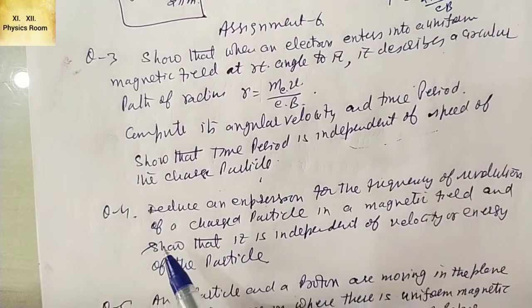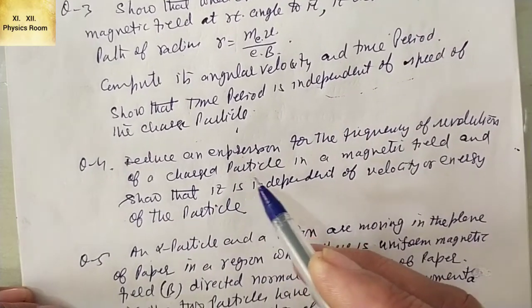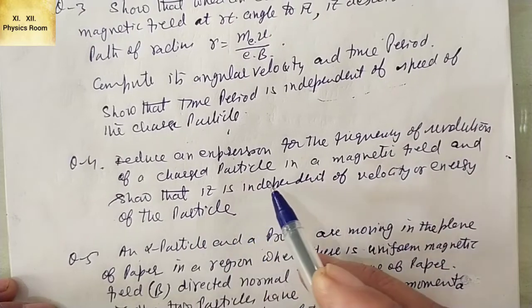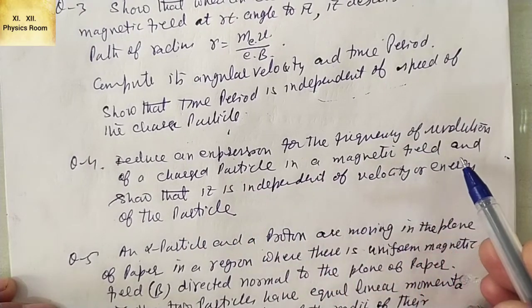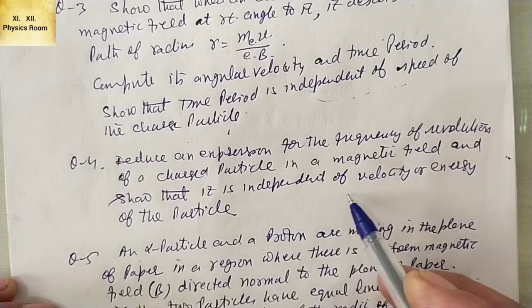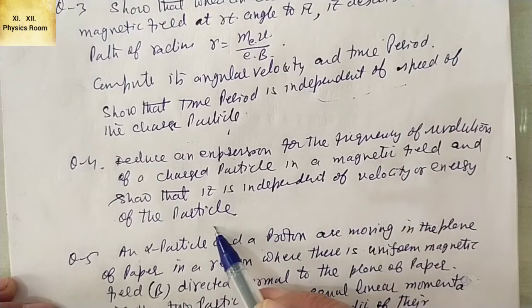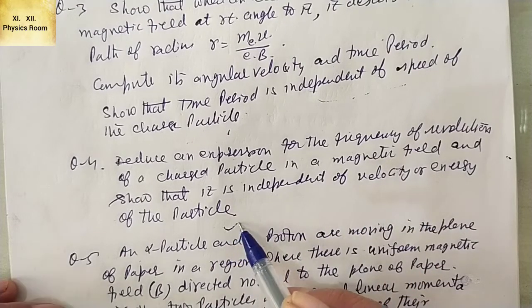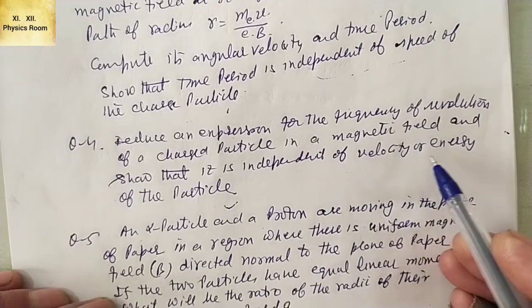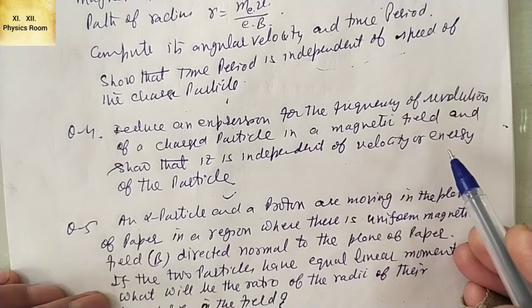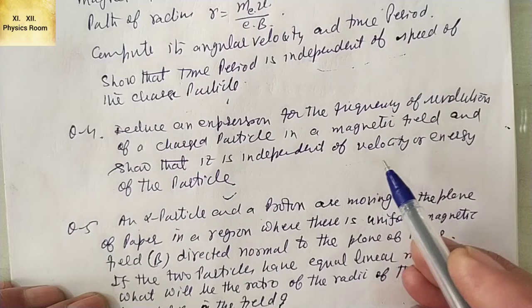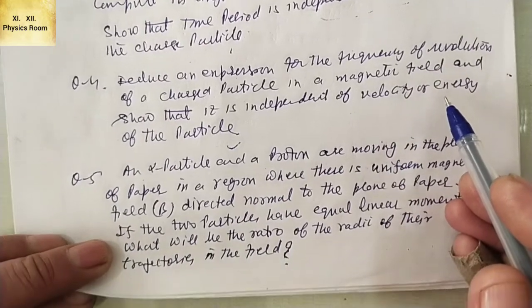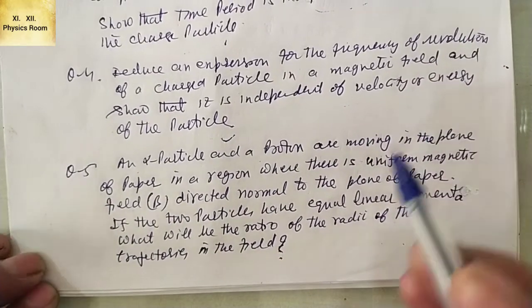Now question number 4. Deduce an expression for the frequency of revolution of a charged particle in a magnetic field and show that it is independent of the velocity or energy of the particle. So instead of speed, it has written here energy, because energy is equal to half mv square, so v is involved with it.